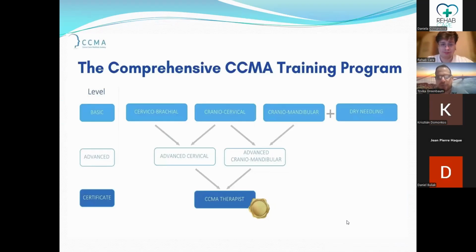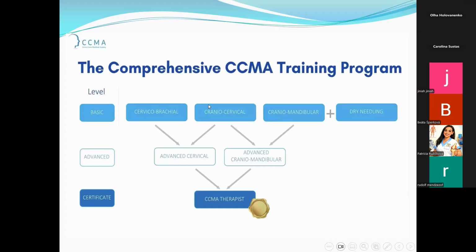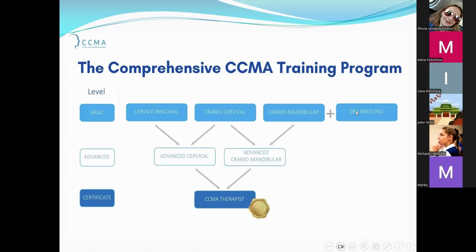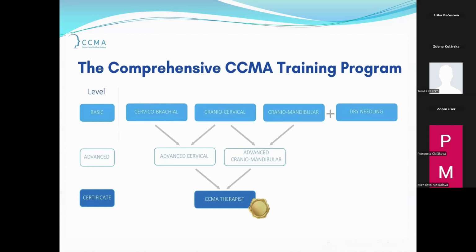And therefore the training program of the Cervical Craniomandibular Academy, which has been teaching for around 6 years in Slovakia, is divided into the basic level, which consists of all the three components that I mentioned: the craniomandibular component, the craniocervical, the cervicobrachial, and the dry needling, which is the most important clinical tool to change the pain and function very quickly for this complex.